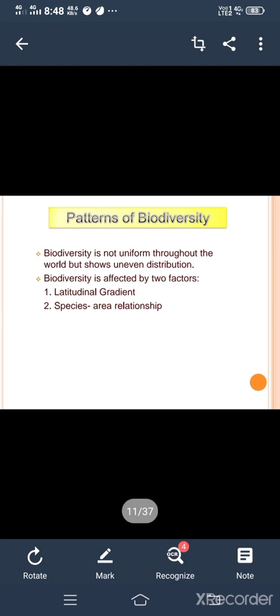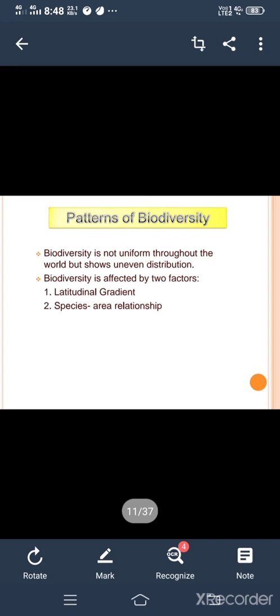Hello all, good morning. Welcome to the second biology class. In the last class, we had started with the topic called biodiversity and conservation. Let us recall the last class. We had studied the definition of biodiversity and the various levels of biodiversity. The levels of biodiversity are genetic diversity, species diversity, and ecosystem diversity.